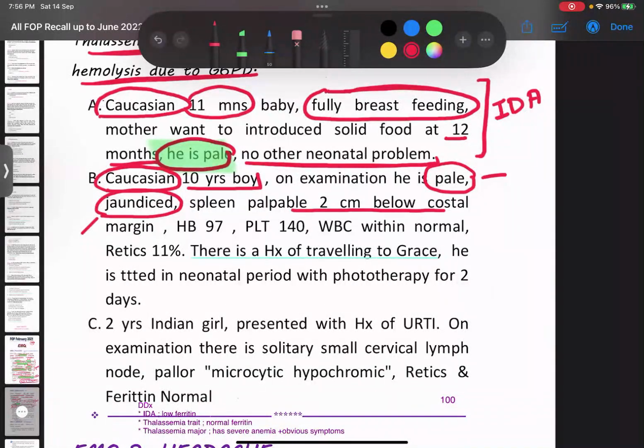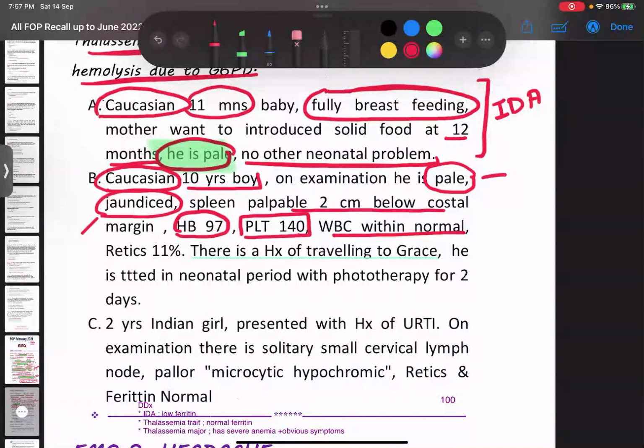Usually the spleen is only palpable if it is double its size. So if they are saying spleen is palpable, it means there is significant splenomegaly. Okay. Hemoglobin is 97. This is a 10-year-old boy. His hemoglobin should be at least above 110. Platelet 140, which is 140 into 10 raised to 9 actually. That means 1,40,000. This is towards the lower limit, but all right.